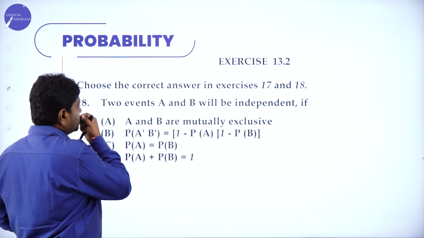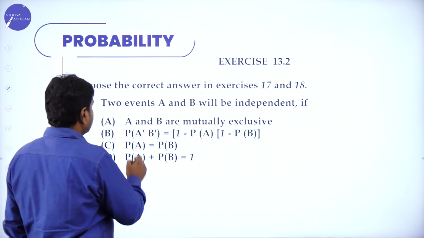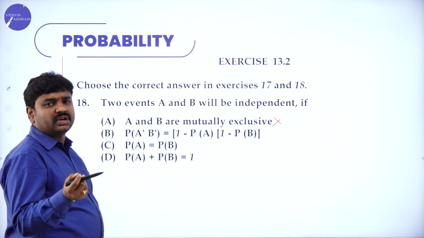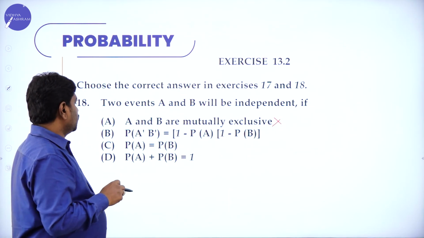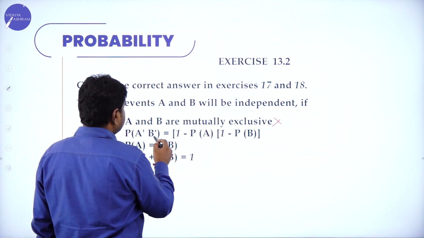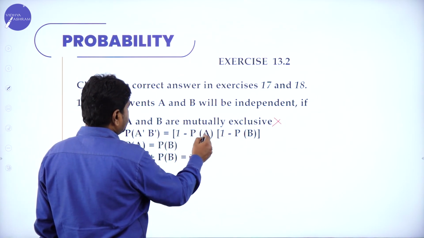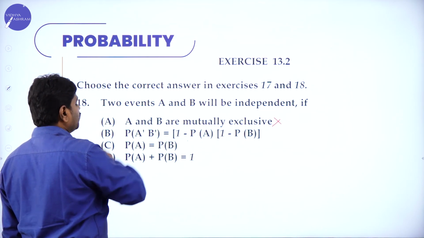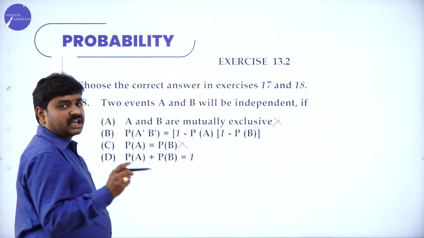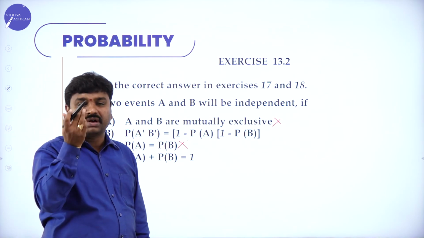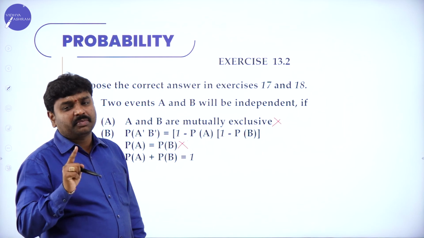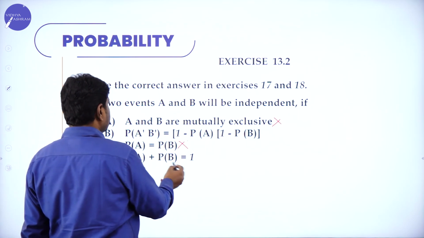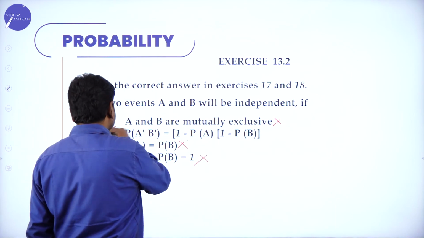Then the 2 events will be independent if A and B are mutually exclusive. Not necessarily. Mutually exclusive means what? The intersection should be the null set. P of A dash intersection B dash is 1 minus P of A into P of B, and we'll come to this later. P of A equal to P of B, they told. Not necessary. If events are independent, they need not have the same probability. If the events are independent, you know P of A intersection B is equal to P of A into P of B. That is the only rule. And P of A plus P of B equals 1, not necessarily. So option B is the right answer.